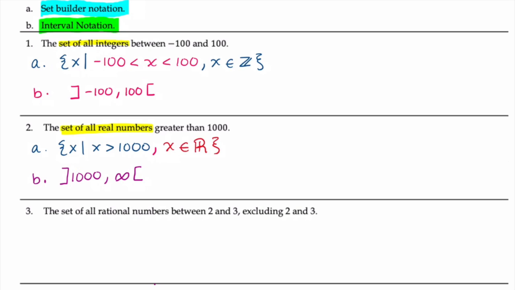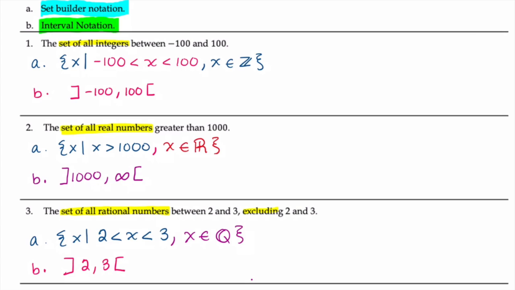Last question, the set of all rational numbers between 2 and 3, excluding 2 and 3. So for part A, for part B, backwards bracket for both because both the 2 and the 3 are not included.